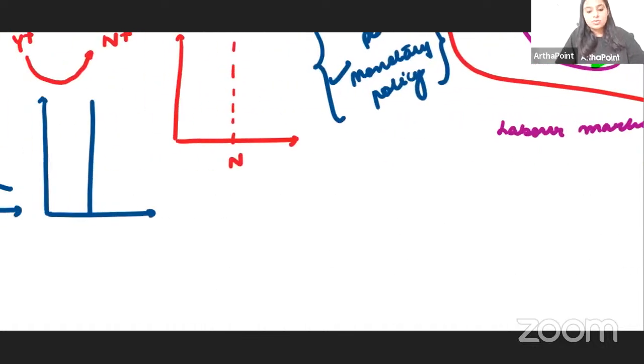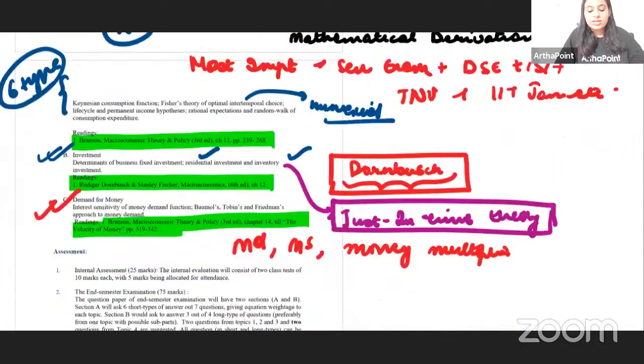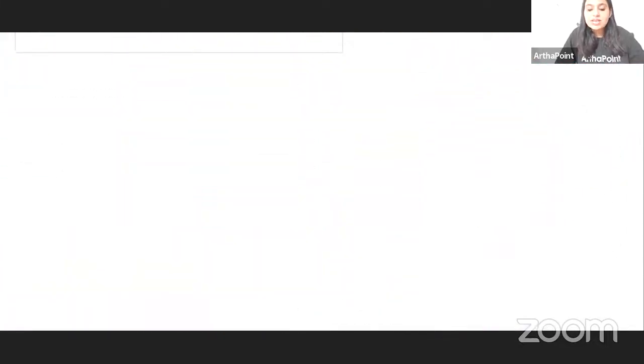This is the first course. Now let's go ahead and look at the second course. The second course that I want to go ahead and talk about is the course related to microeconomics.